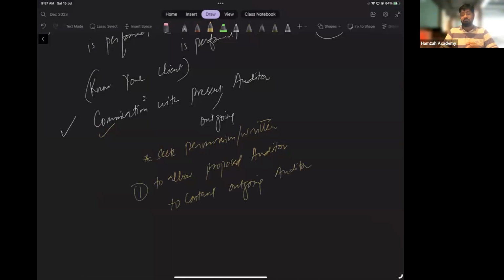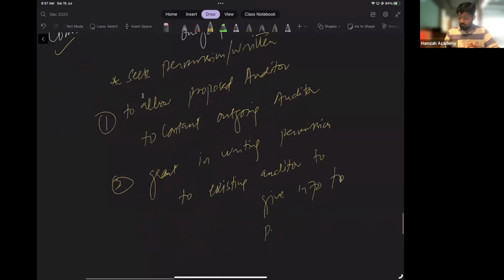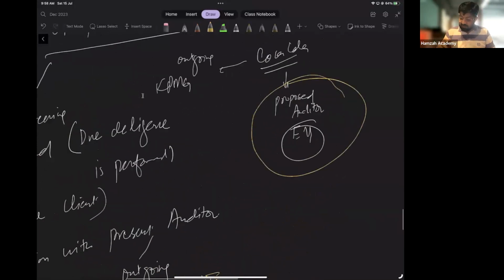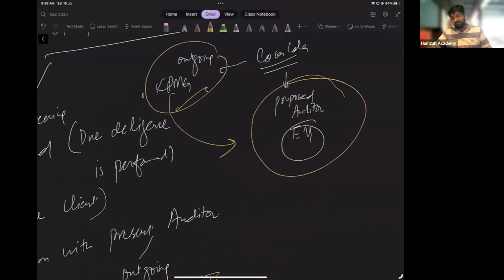Number one, give us written permission. Second, grant in writing permission to the existing auditor to give information to the proposed auditor. What does it mean? You allow us to contact them, and ask them to provide us information, because they also need your permission to provide your information to us. So two things: you allow us to contact them and allow them to provide information to us. Two permissions.